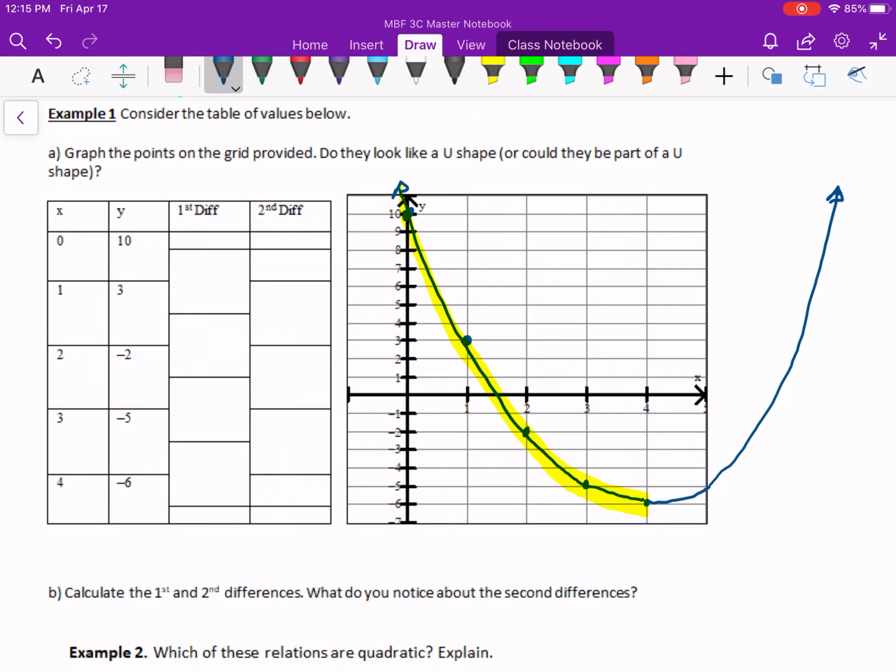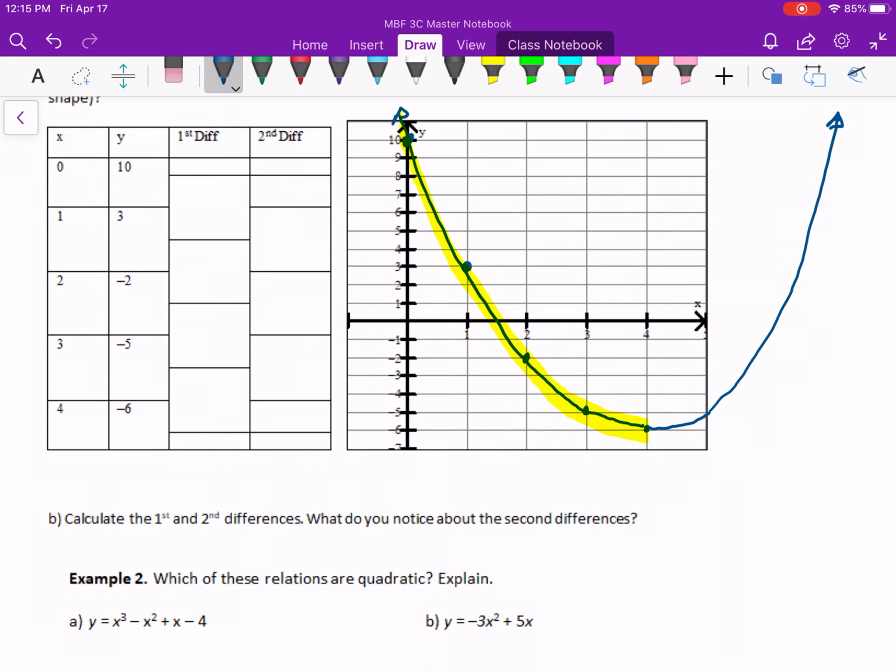So what's another way I can check to be more sure? Well, I can check the table of values. I can check to see if the second differences are constant. So going from 10 to 3, we're going down by 7. From 3 to negative 2, imagine a number line, we're going down by 5. From negative 2 to negative 5, we're going down by 3, and then down by 1. Those are my first differences. Not constant, not linear. We already knew that because we looked at the graph.